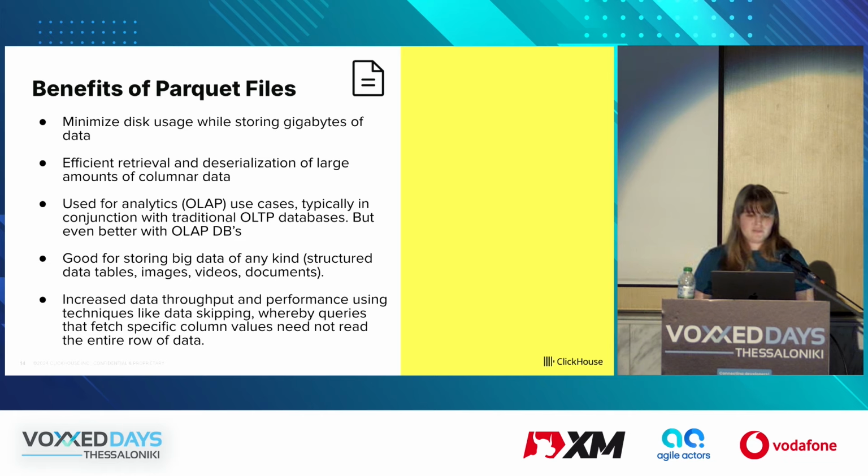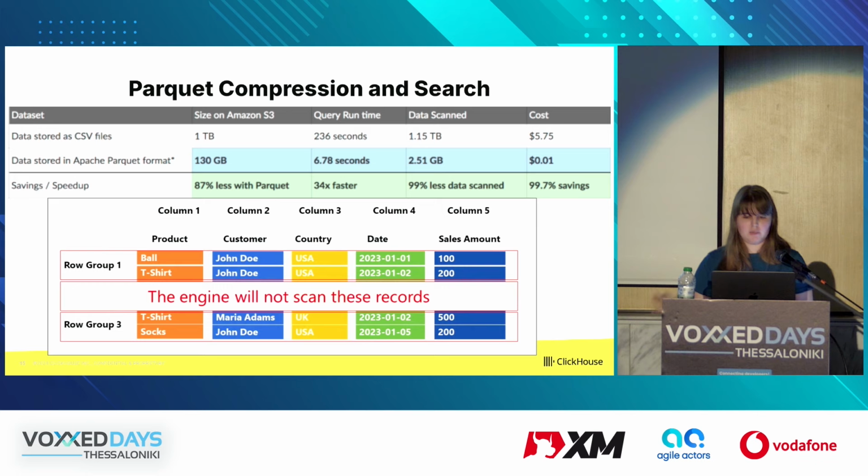It's very good at retrieval and deserialization of large amounts of columnar data. And I'm actually just going to show this slide, which will show it even better. For example, here's data stored as a CSV file, then data stored in the Apache Parquet format, within Amazon S3. As you can see, the size is significantly smaller, the query runtime is significantly faster, and the data scanned is significantly less. And I do not know how they got the cost to be exactly 1 cent, but I really appreciate that on this slide.